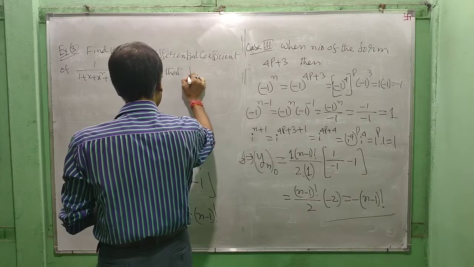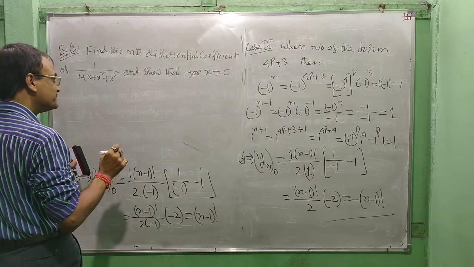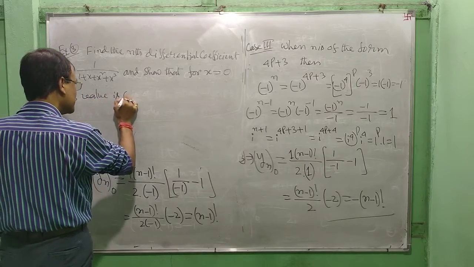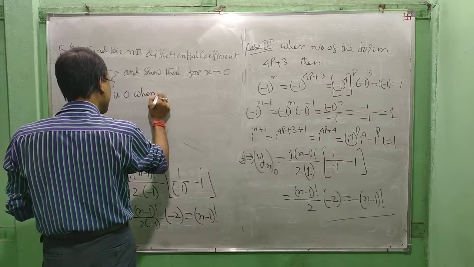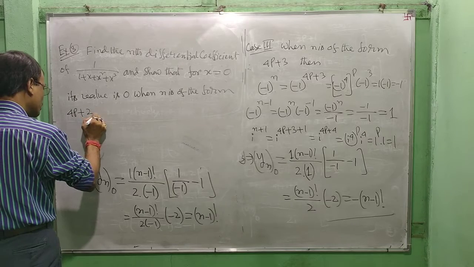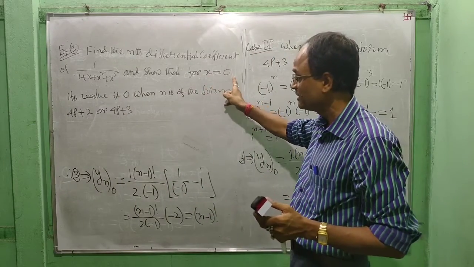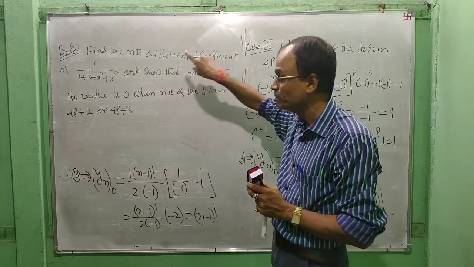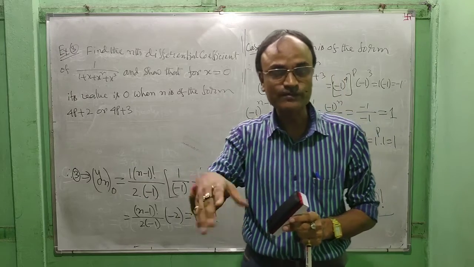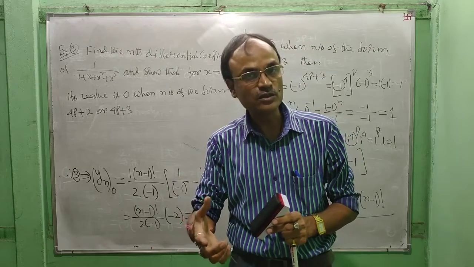So that for x is equal to 0, each value is 0 when n is of the form 4p plus 2 or 4p plus 3. So that for x is equal to 0, its value is 0, means the nth differentiation is 0 if n is of the form 4p plus 2 or 4p plus 3. If n is of the form 4p plus 2, then if it is yn, then yn 0 equal to 0. If it is of the form 4p plus 3, then also yn 0 is equal to 0.